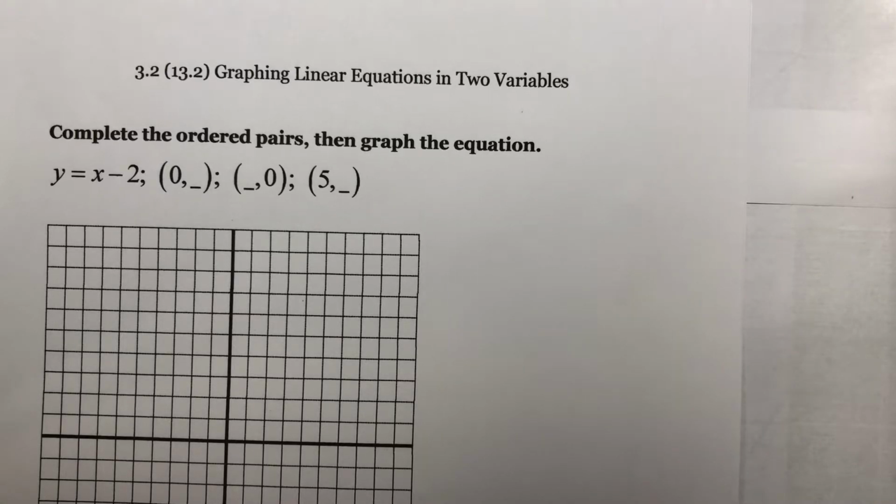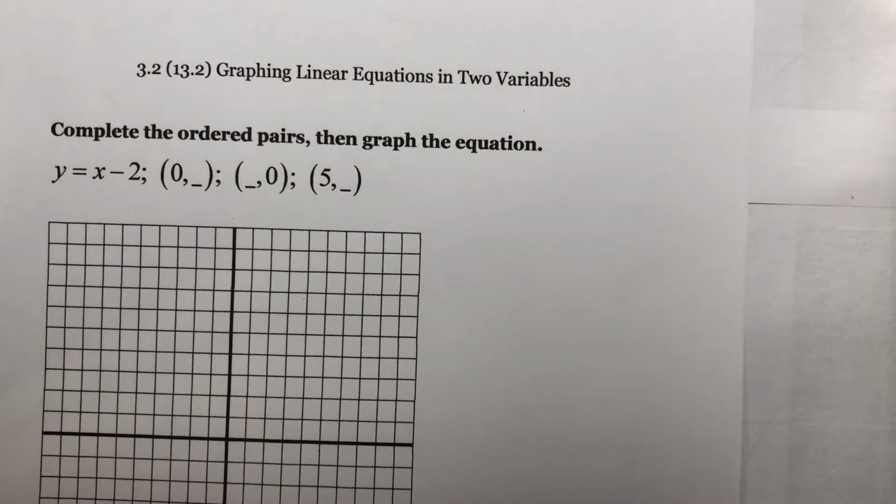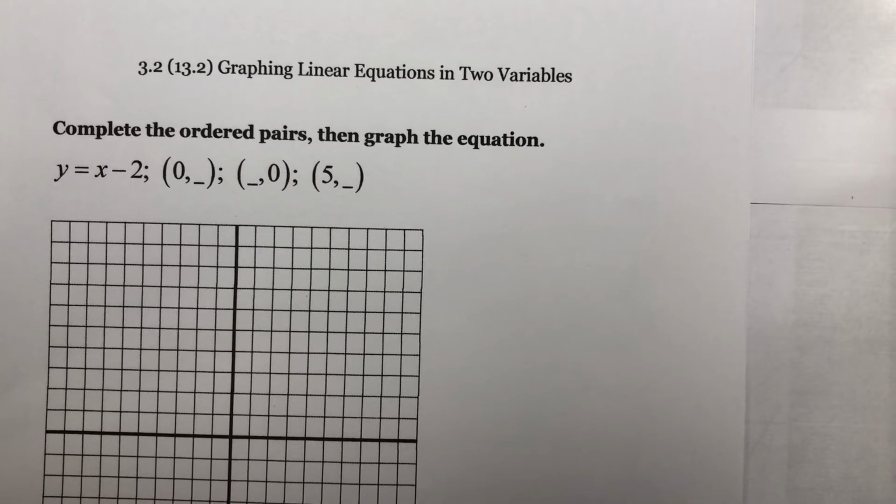This is section 3.2, graphing linear equations in two variables. We are building on what we just did in the last section. We talked about completing ordered pairs there. We talked about plotting some points. Now we're going to put all of this together.